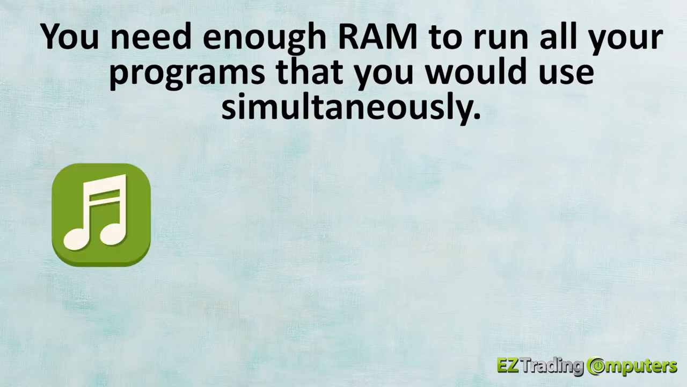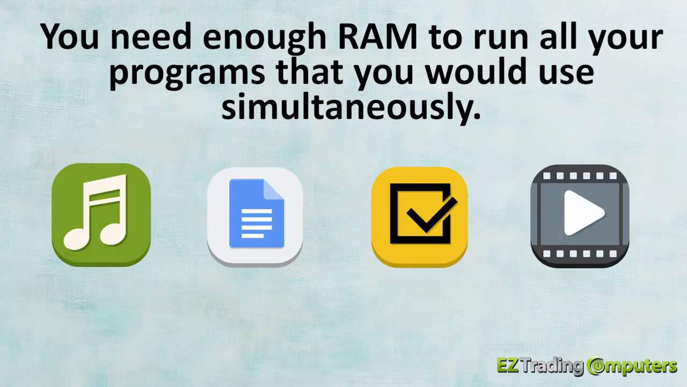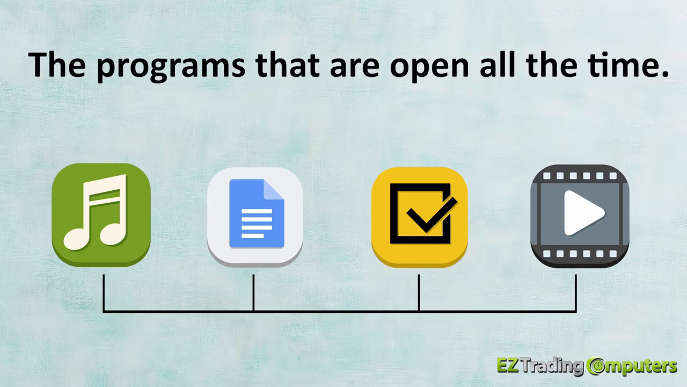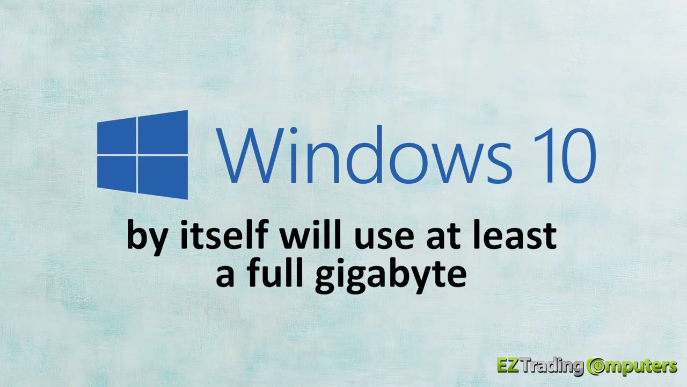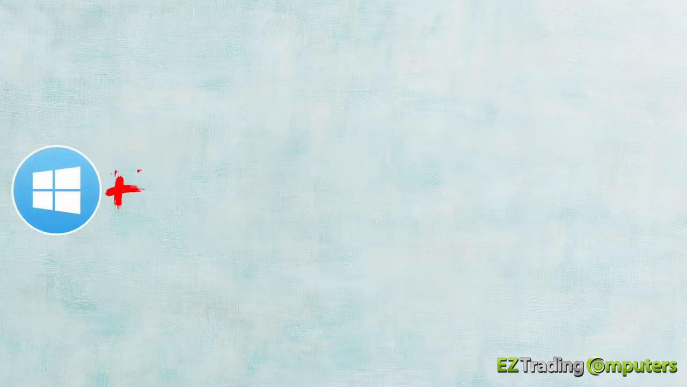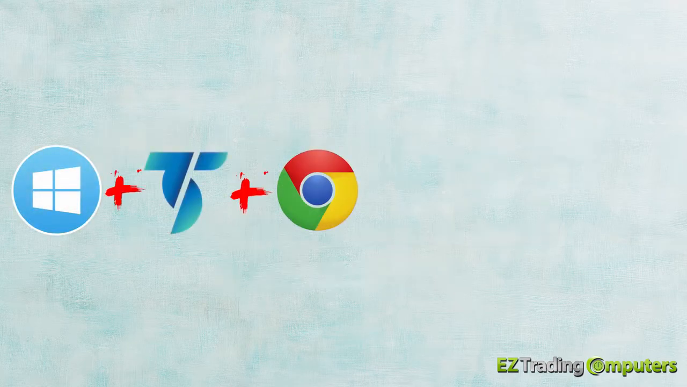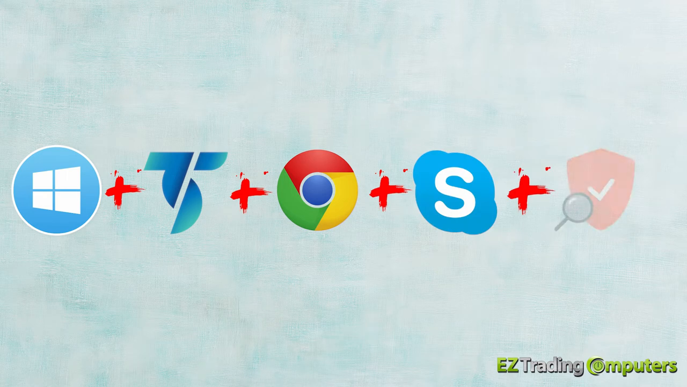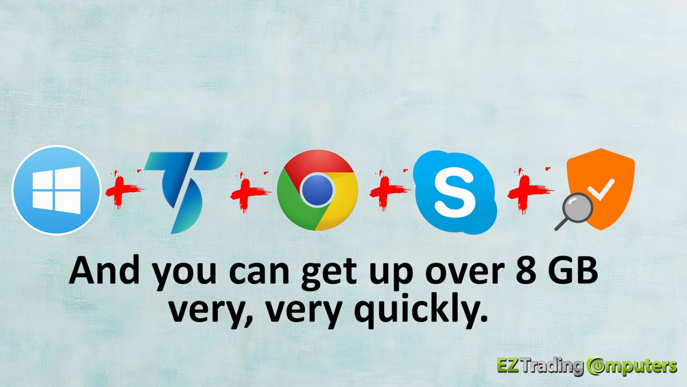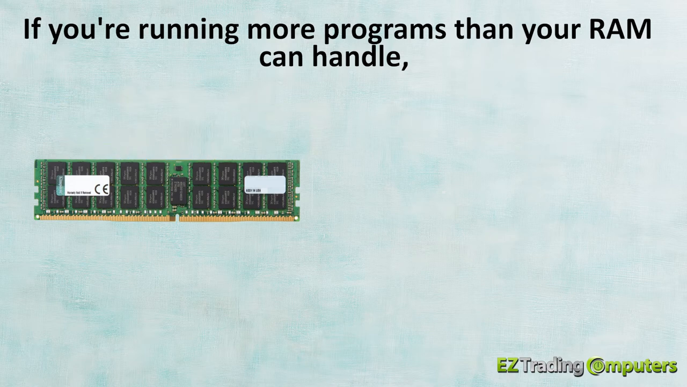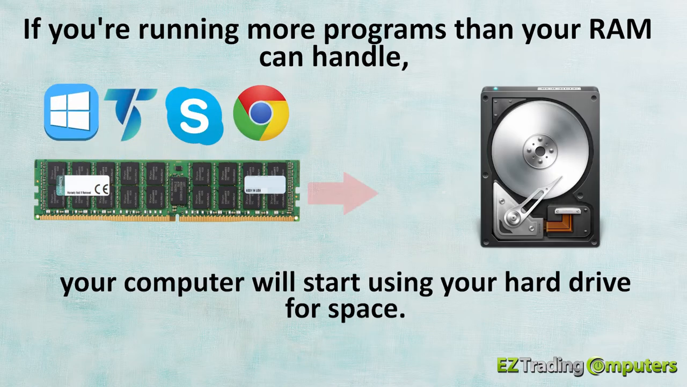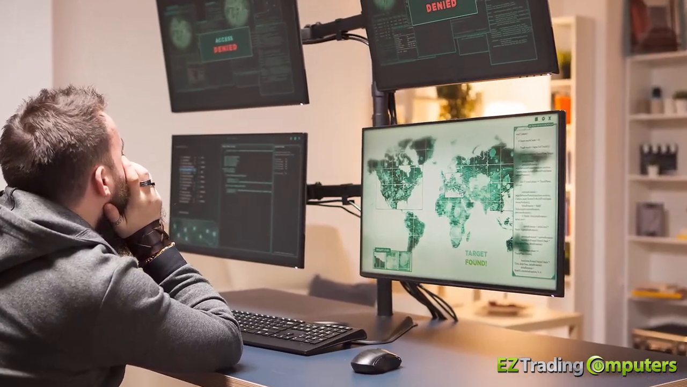You need enough RAM to run all the programs that you would use simultaneously, the programs that are open all the time. Windows 10 by itself will use at least a full gigabyte. And then you add in your trading programs, your browsers, your instant message programs, antivirus, and you can get up over 8 gigabytes very, very quickly. If you're running more programs than your RAM can handle, your computer will start using your hard drive for space, and this can really slow things down.